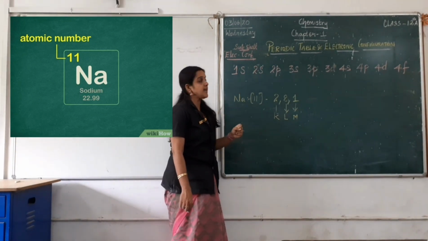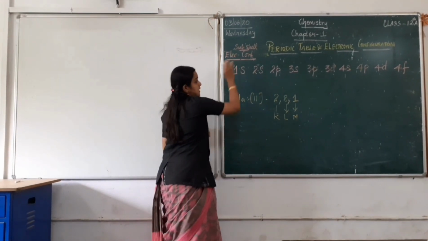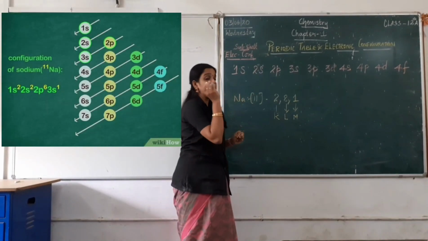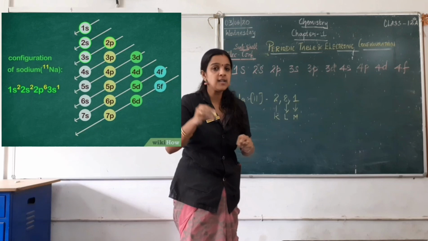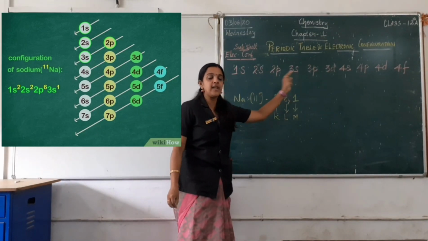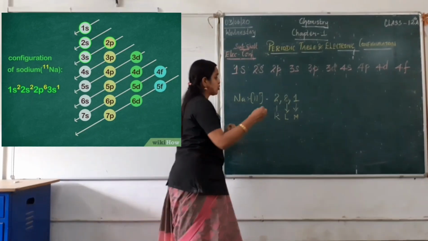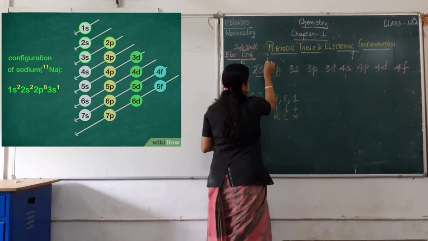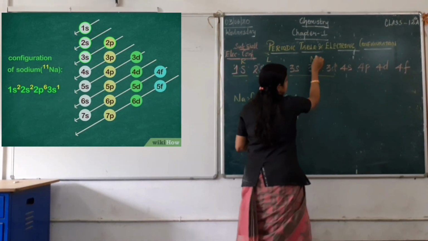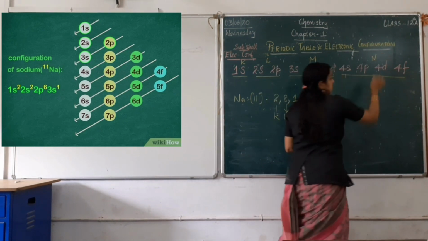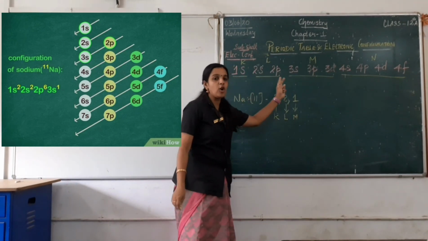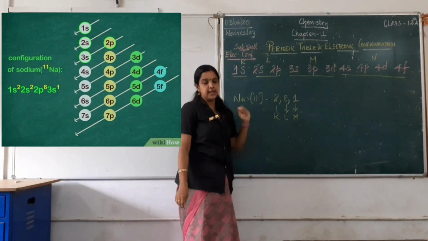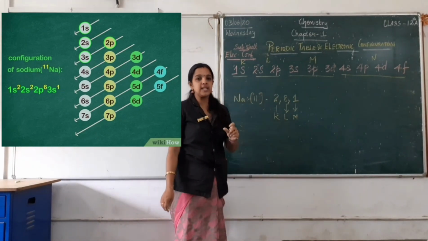Now, how do we write? While writing the subshell electronic configuration, we should always remember the electrons will be filled in the increasing order of their energies. That is, it should go from K, this is K, and this is L, this is M, and this is N. So according to the increasing order of their energies, the electrons will get filled in the subshells.